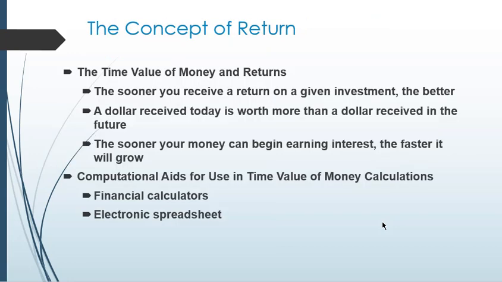So the time value of money is obviously very important. The sooner you receive a return, the better off you are, the more certain it is. $1 received today is worth more than $1 that you get in the future. And of course, the sooner you can begin earning money, the faster it will grow. We could kind of refer to these as the 3 golden rules, right?